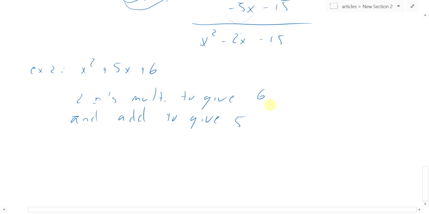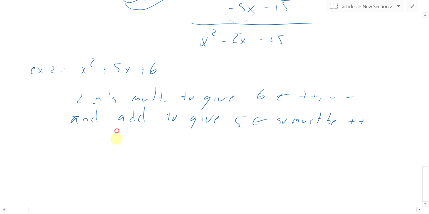And what do we know about these numbers before going in? Both plus or both minus, right? If you multiply plus times plus, you get plus, minus times minus gives plus, but if you had plus times minus, you end up with a negative number, and this 6 is positive. Add two positives, you get a positive, but if you add two negatives, you get a negative. So our two numbers must be positive, positive, because if we add two positives, we'll get a positive. If we added two negatives, we'd get a negative, and we've got a positive 5 here.